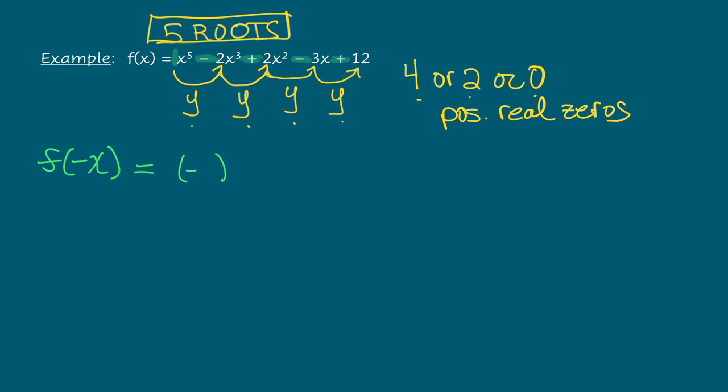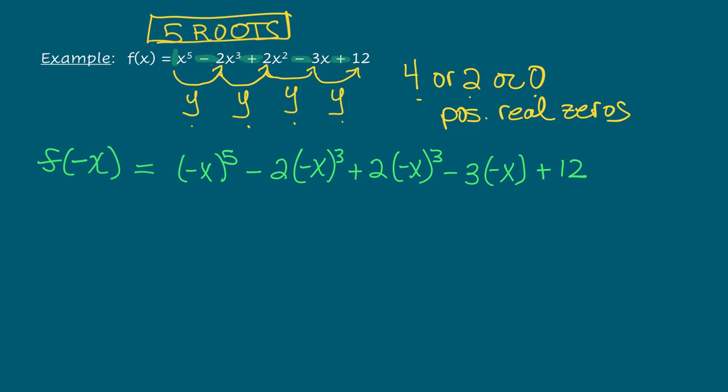So I'm going to put negative x to the 5th. And I'm going to write minus 2 times negative x to the 3rd, plus 2 times negative x to the 3rd, minus 3 times negative x plus 12.